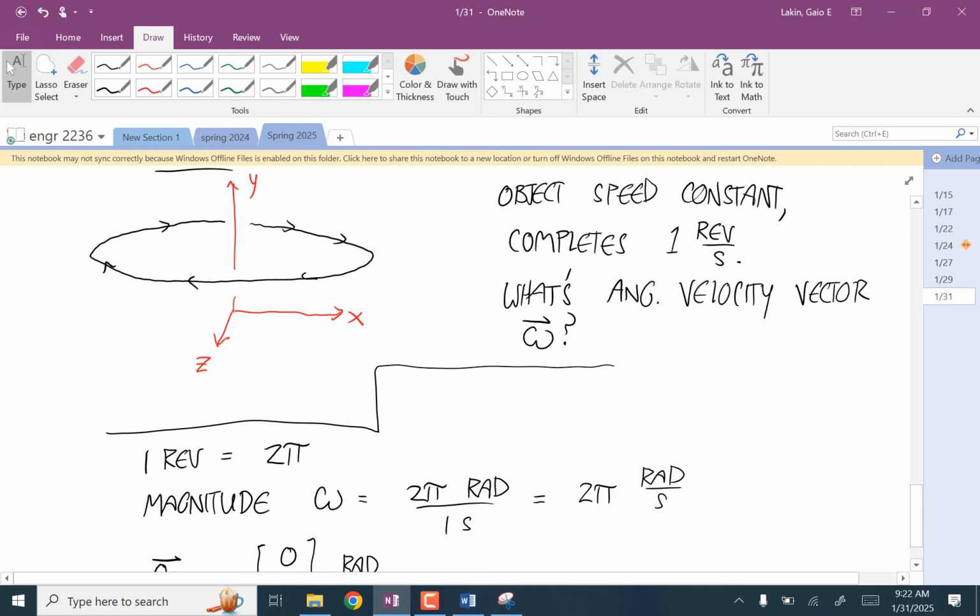And usually in this class, angular velocities are just going to be given in the problem because in most problems, there's not a really elegant, quick way to calculate the angular velocity.